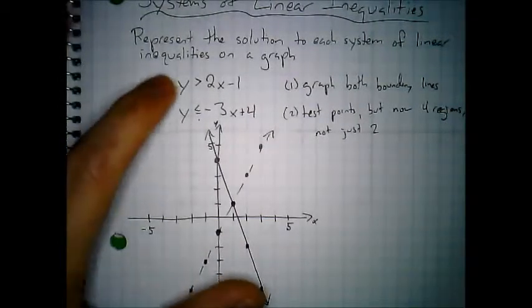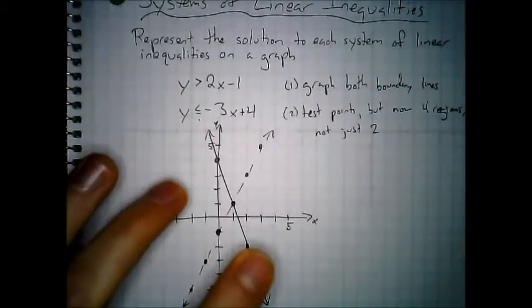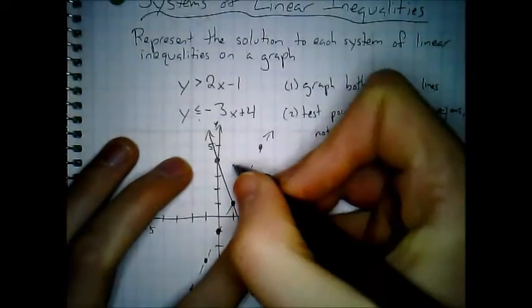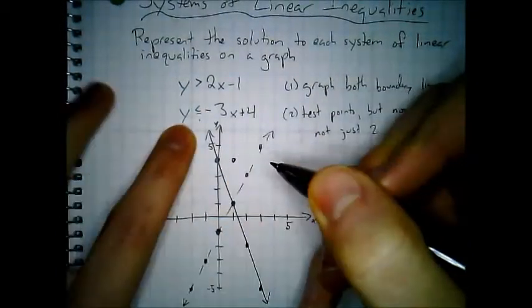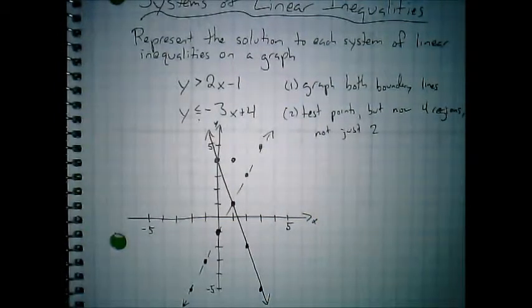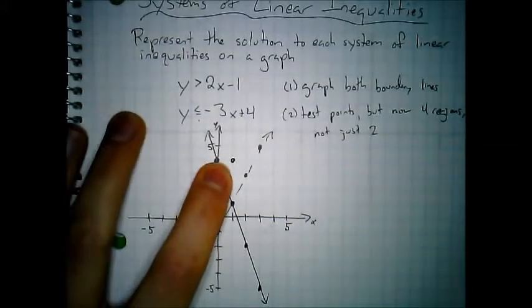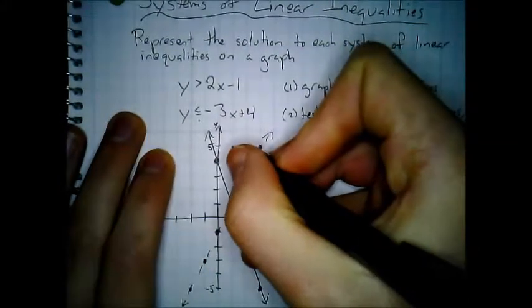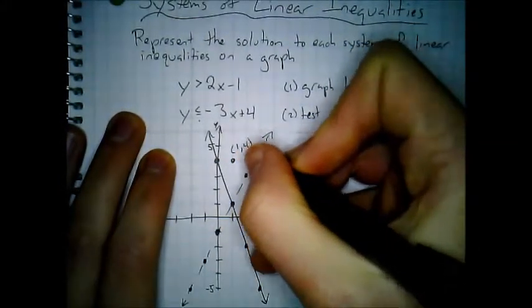So we want to find when y will be greater than 2x minus 1. Okay, so let's pick this point. And when will this be the same time as when y is going to be less than negative 3x plus 4? So let's pick a point here. Okay, this is the point (1, 4).